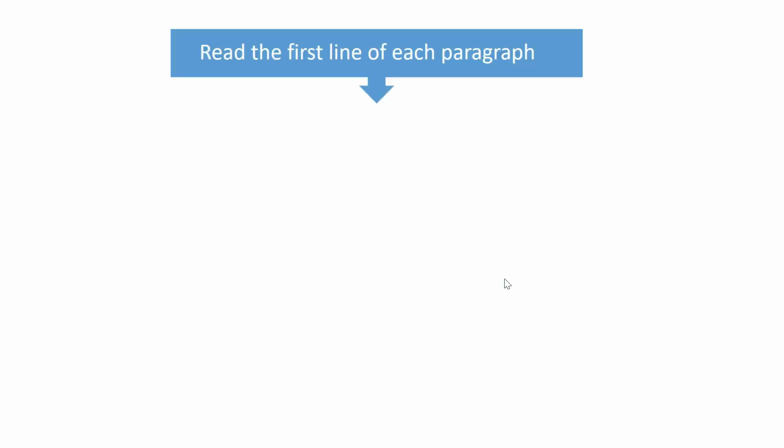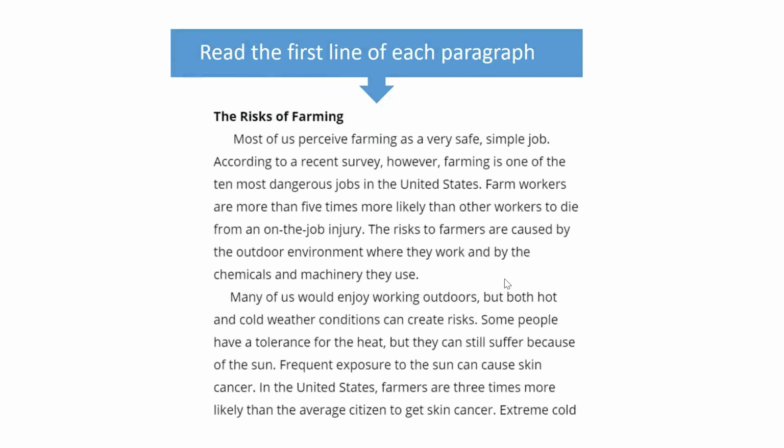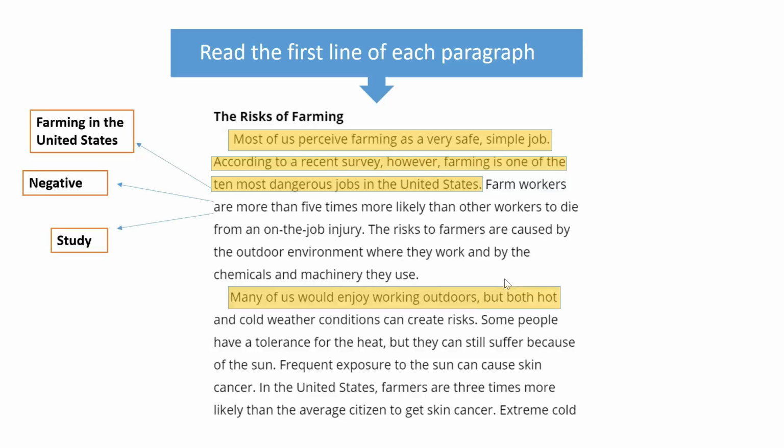So we read the first line of each paragraph. So we have here the first 2 paragraphs. So we read the first one. Most of us perceive farming as a very safe, simple job. According to a recent survey, however, farming is one of the 10 most dangerous jobs in the United States. So straight away, we're talking about farming in the United States. And it's negative. And it's a study in this paragraph based upon these 2 lines.